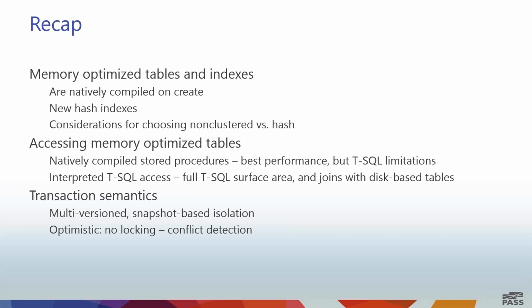For transaction semantics, two key things to keep in mind. It's multi-versioned, and isolation is snapshot-based. You have multiple versions in the system, so that when you write to a row, anyone else can still read the older versions of the row. The other thing to keep in mind is it's optimistic, so we don't have any locking, so there can be conflicts between transactions trying to update or write to the same set of rows, so you need to take care of that in your app in the form of retry logic.